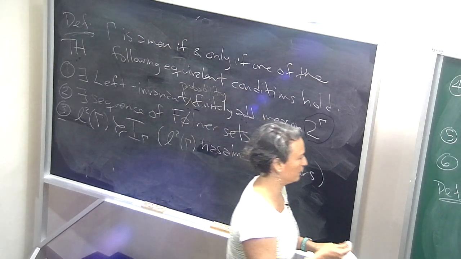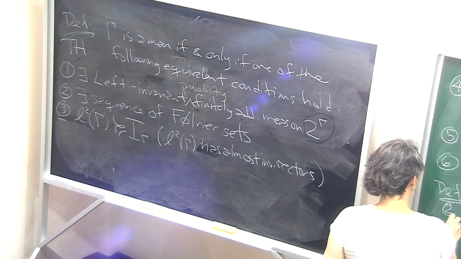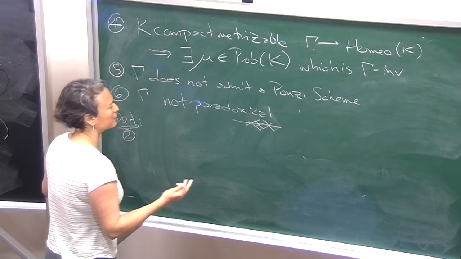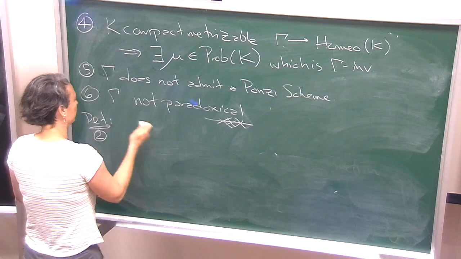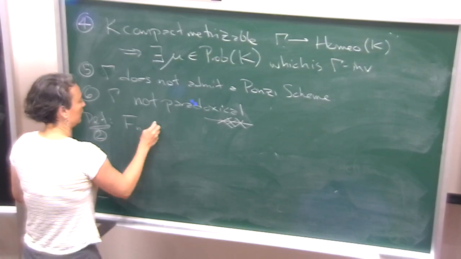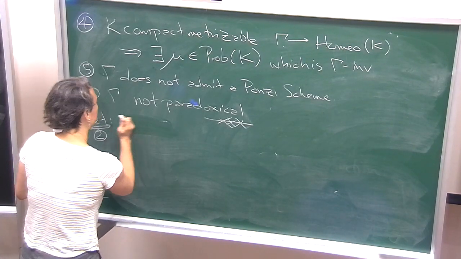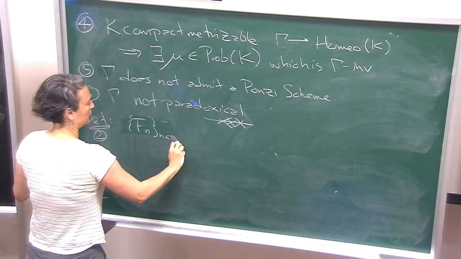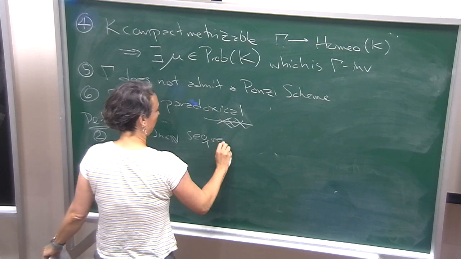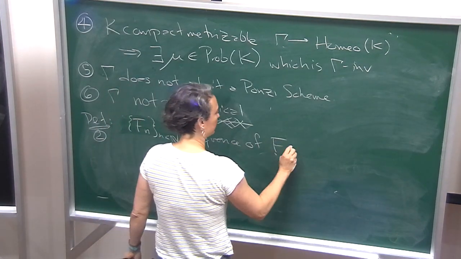What is a Følner sequence? So this one is for 2. There exists a sequence of Følner sets. Well, there's different ways of describing the Følner condition. They're all equivalent, and this is the one I'm going to use. So let's write it this way. Fn is a sequence of Følner sets.